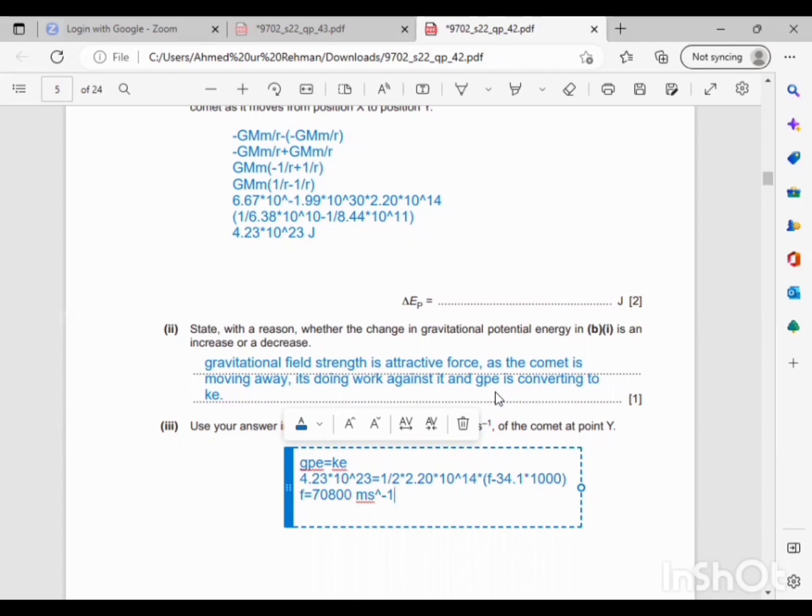So I'm going to convert that to kilometers per second, and for that I'm going to divide by 1000. That means my answer will come as 70.8 kilometers per second. So that is my answer for this part.